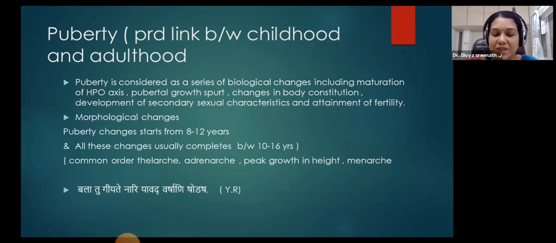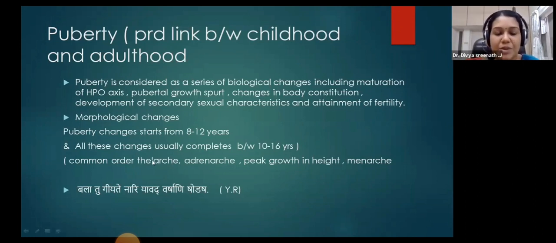So these changes are taking place in the puberty period. In puberty, these changes start from 8 years onwards. 8 to 12 years it starts, because there will be a gradual increase in the height, and breast development usually takes place from about 9 to 10 years. Usually, now it happens in young girls.